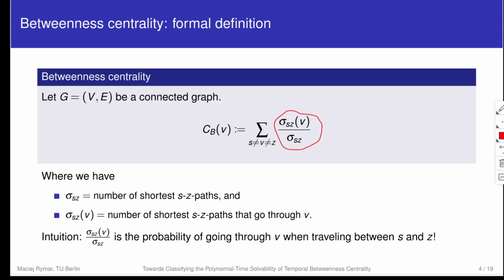Then to get the full betweenness centrality of that particular vertex, we sum over all possible start points and destinations. So intuitively, the higher this measure is, the more important this vertex is to the connectivity in a graph. So it also measures this hubness.